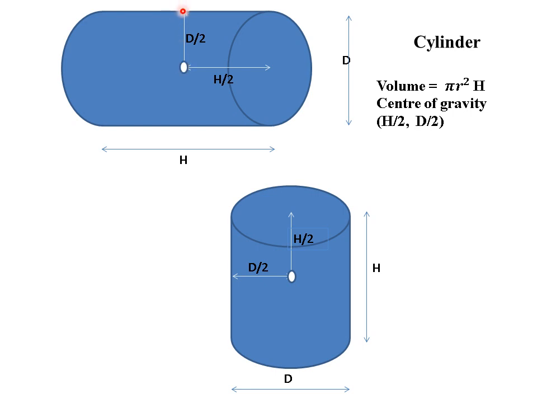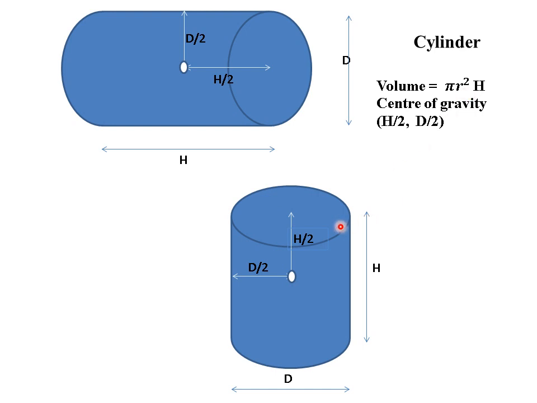So if you measure from any one end, any one edge of the cylinder, it will be at d by 2, that is equal to radius, and along height if you measure, it will be at h by 2. Important is, you have to remember the volume of the cylinder. So volume of cylinder is pi r square h. Center of gravity ordinates I have shown: h by 2 and d by 2, or here it is d by 2 and h by 2.